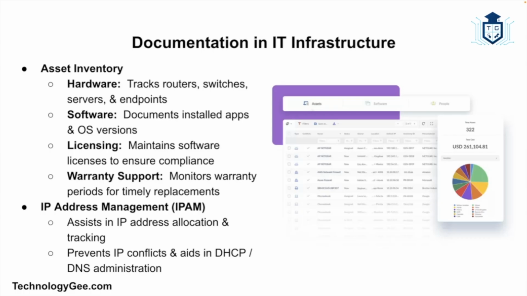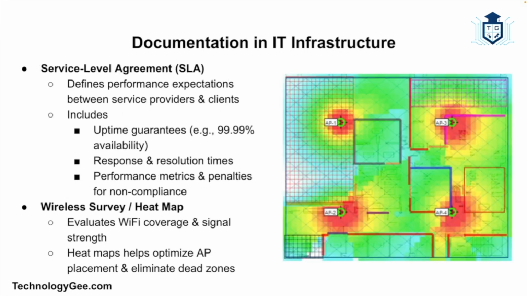And then we have what is called IP address management. So this tool assists in managing and allocating IP addresses, tracking subnets, and avoiding conflicts. And they streamline IP address assignment and aid in DHCP and DNS administration. Next, you have what is called an SLA, or a service level agreement. And this is a formal contract between service providers and clients defining expected performance levels. And key SLA components include the following, such as uptime guarantees, response and resolution times for incidents, and then performance metrics and penalties for non-compliance.